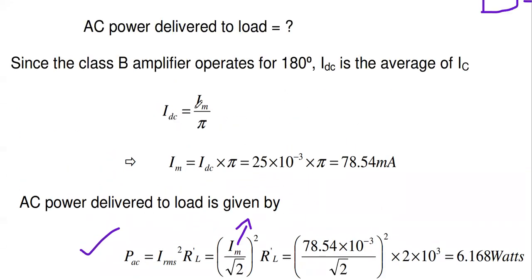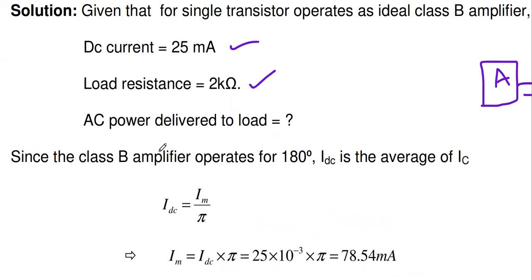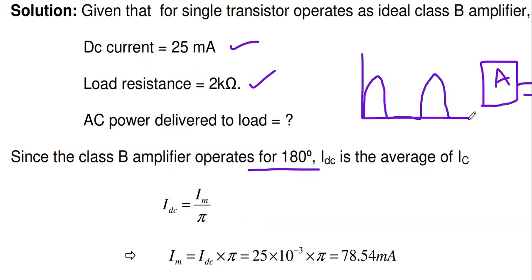The maximum current flowing in the load is calculated as follows. Here we are using the class B amplifier with a single transistor, which operates with a conduction angle of 180 degrees. So we get a waveform like this: during the positive half cycle, the wave comes; during the negative half cycle, the output is 0; then during the next positive half cycle, the wave comes again.